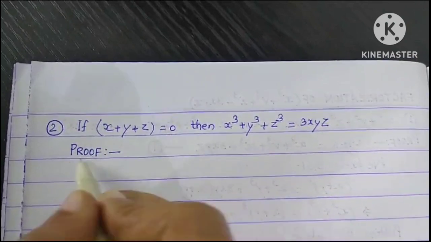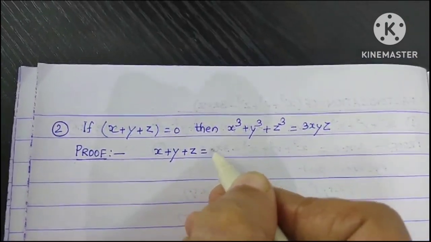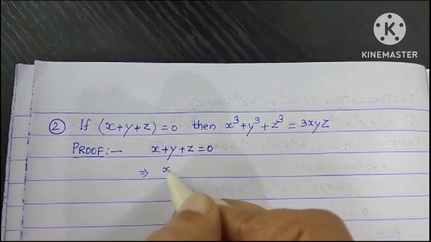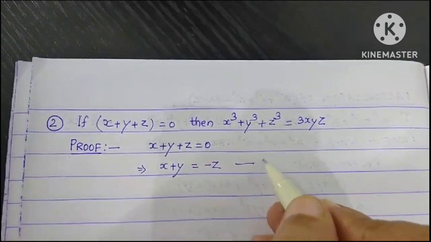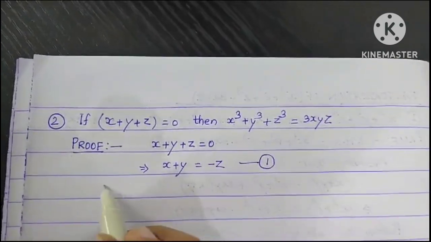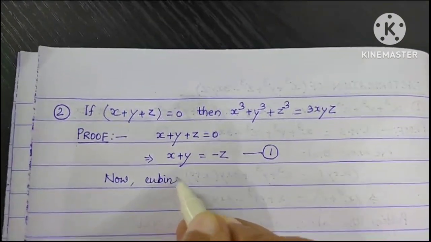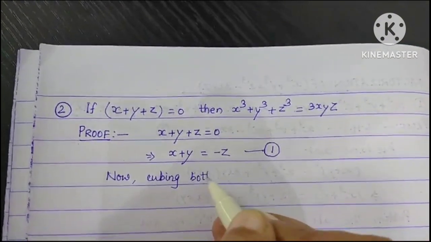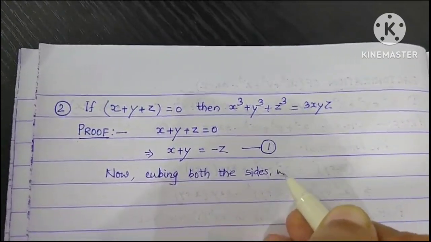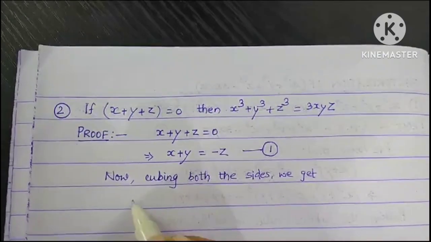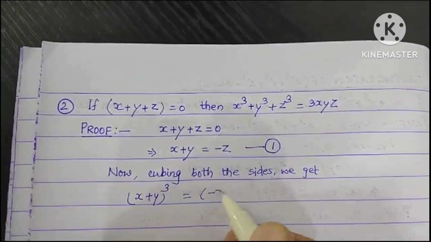We have been given that x plus y plus z is equal to 0. This implies x plus y is equal to minus z. We will take this one here. Let us keep this as equation 1. Now, cubing both the sides, we get x plus y whole cube is equal to minus z whole cube.